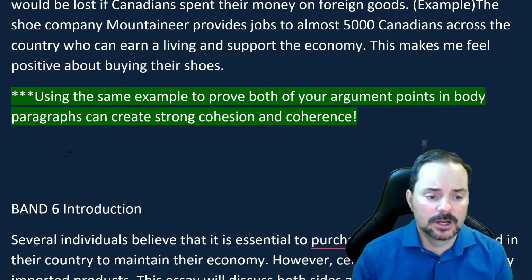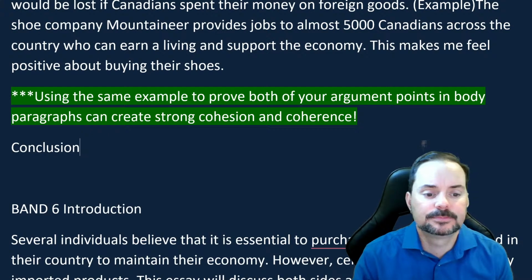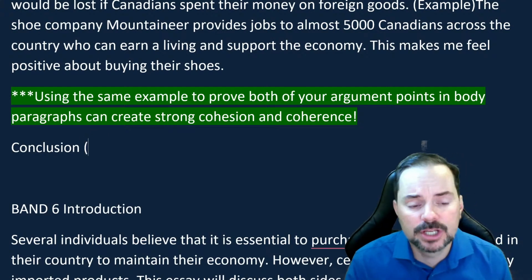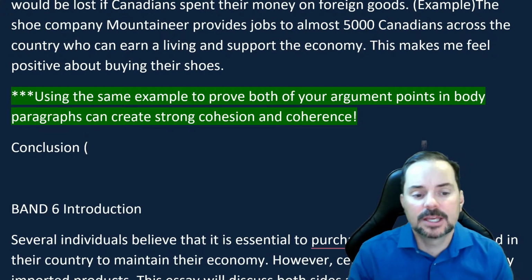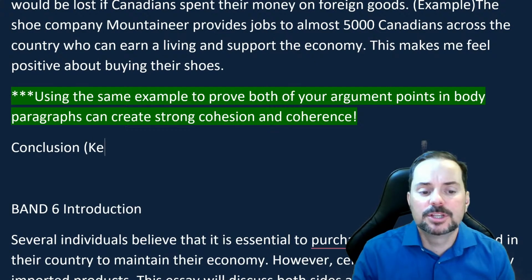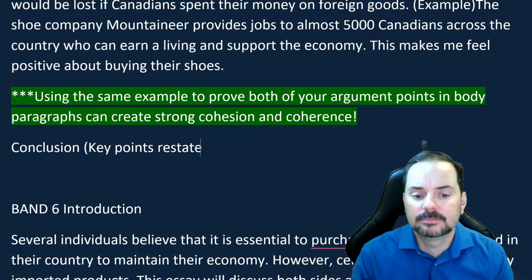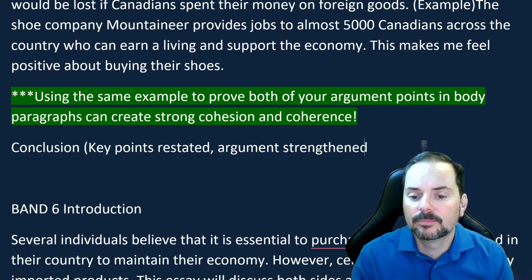All right. Now comes the conclusion. Don't overthink it. Key points restated, argument strengthened, and take-home message.